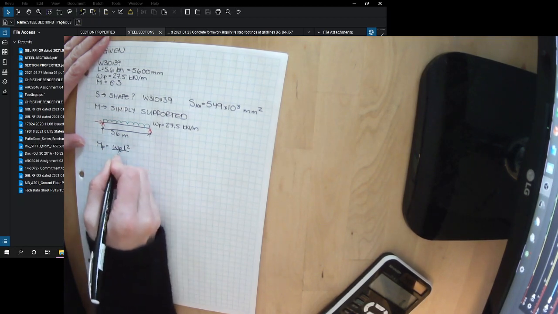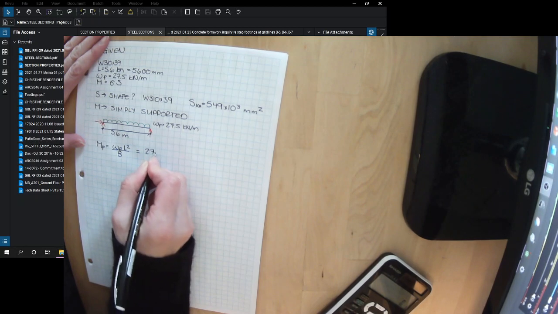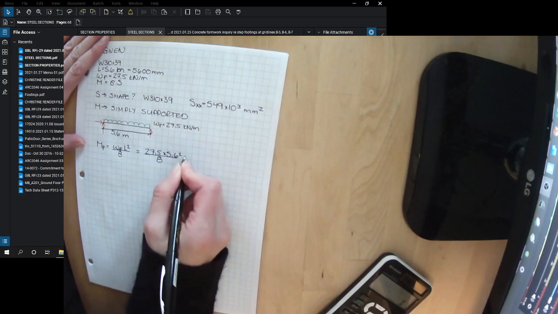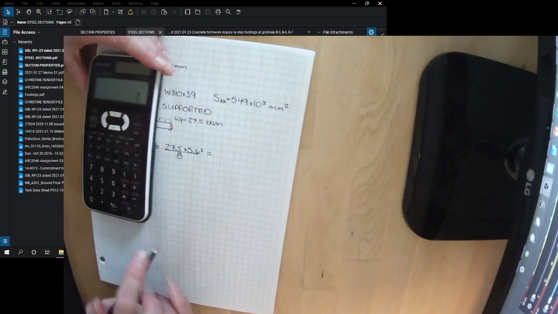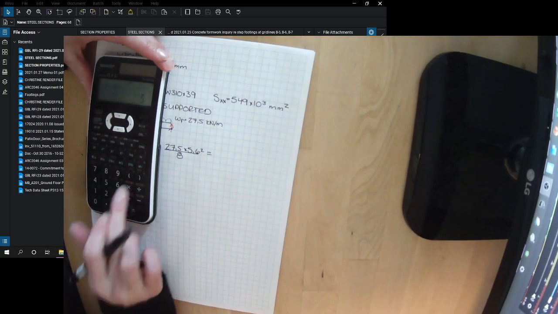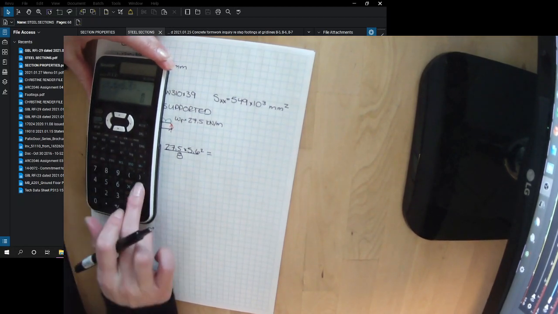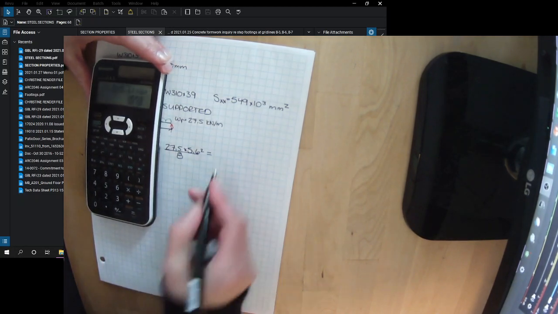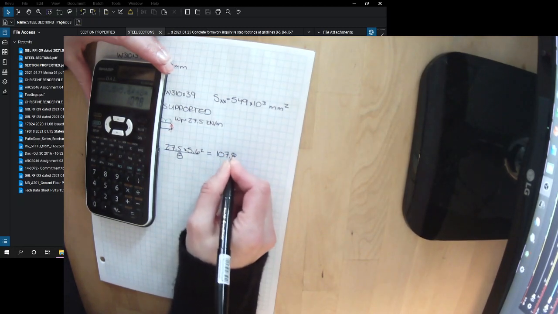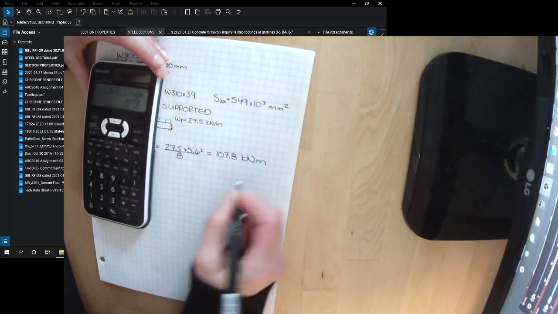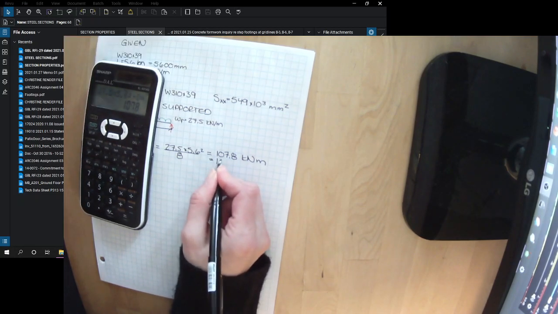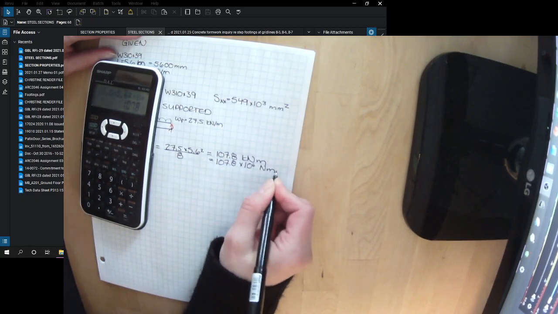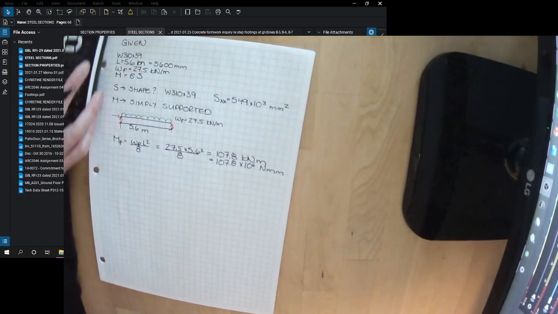We know that MF equals WF L squared divided by 8, or 27.5 times 5.6 squared divided by 8. We can plug this into our calculator. 27.5 times 5.6 squared divided by 8. We have 107.8 kilonewton meters. We know that that's also equal to 107.8 times 10 to the 6 Newton millimeters, that those are equivalent things.